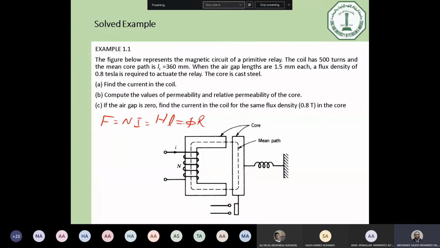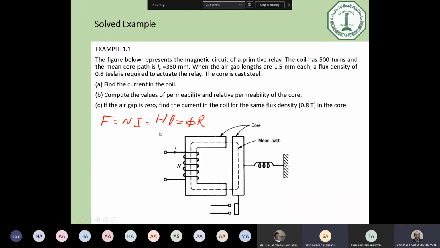Which relation can we apply here according to the available data? You have the length of air gap and length of core given. So L is given here. However, H is not given. Reluctance and flux are not given. Number of turns is given and current is required. So we need to calculate H. What's given? We can replace H by B over mu.